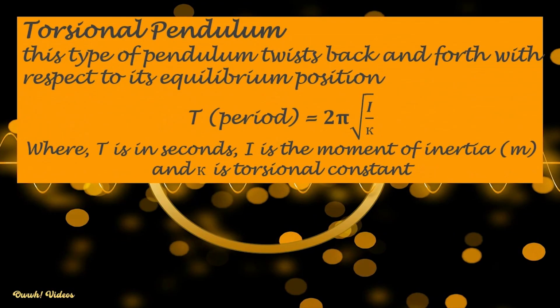Torsional pendulum. This type of pendulum twists back and forth with respect to its equilibrium position. T is 2π multiplied by the square root of I over κ, where T is in seconds, I is the moment of inertia, and κ is the torsional constant.